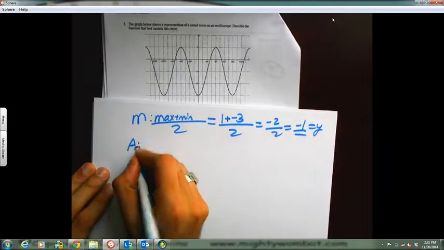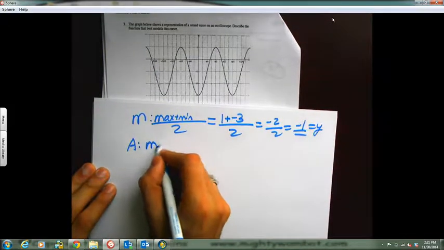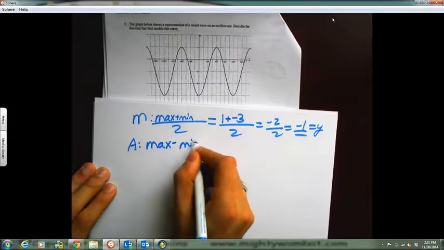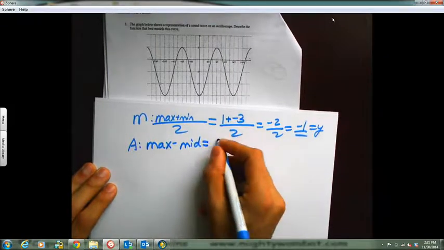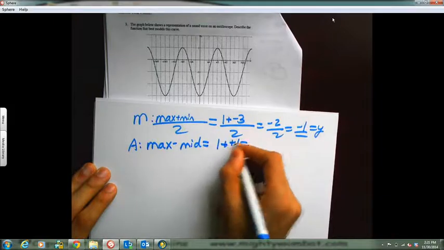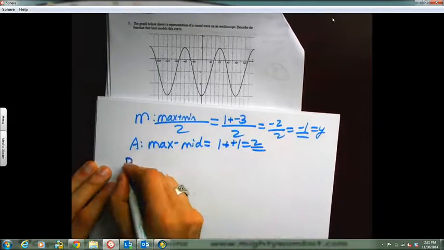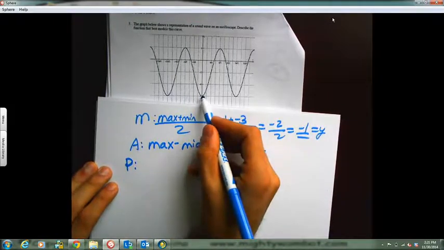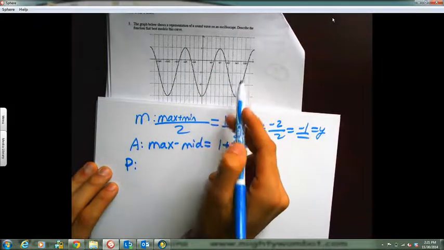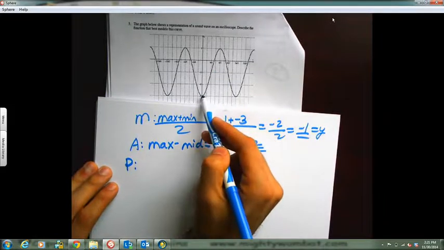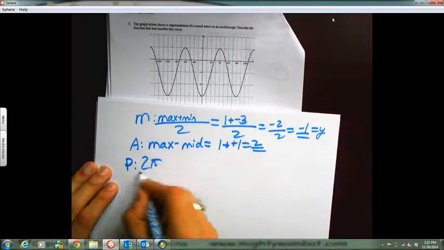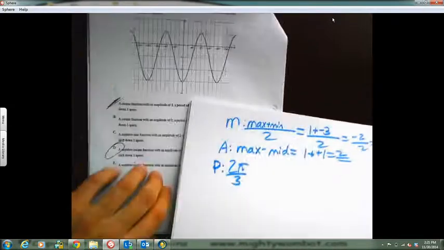The amplitude, remember, is max minus mid. So its maximum is 1 minus -1. Add them up. So you're at 2. And the period is: start at the minimum, go up to the max, back down to the minimum. That is from 0 to 2 pi over 3. So the period is 2 pi over 3.